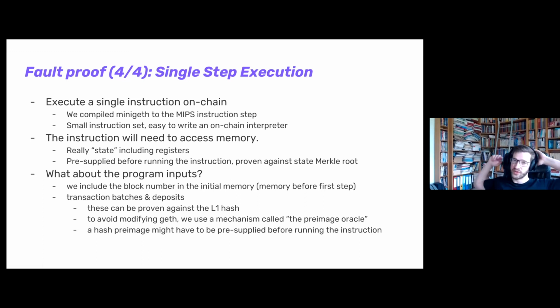But when you execute these instructions, it needs to access the memory of minigeth. The memory of minigeth is obviously not stored on the L1 blockchain. So basically what you have to do is pre-supply all the bits of memory that are going to be accessed by the instruction. It's just one instruction, right? One instruction, for those that don't know, does a really basic thing like load this value from memory into a register, or store this value from a register to memory. It will touch 3 or 4 areas of memory at most, because it also needs to read the instructions and update some counter. So it's really 3 or 4 things from memory, and you can pre-supply them before you run the instruction.